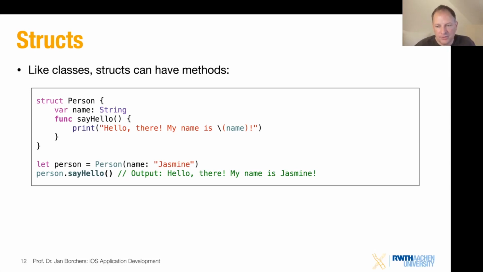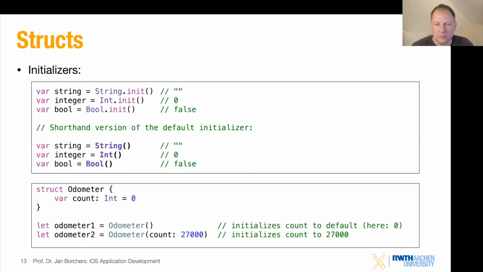So what you've noticed with this, and also the last slide, is that we've created the person by giving a value for the name, right? So this has to happen somewhere. We have to give that name a value because it's not an optional. It can't be nil. And so we get to the point of initializers.